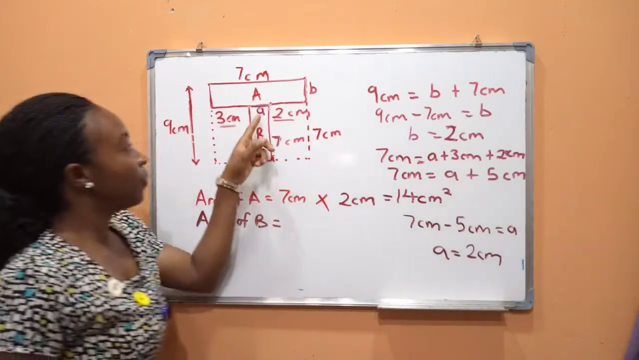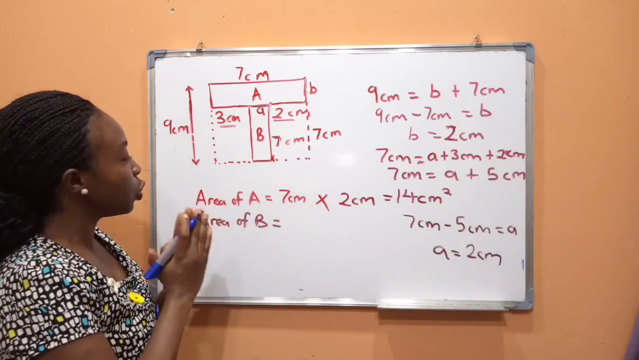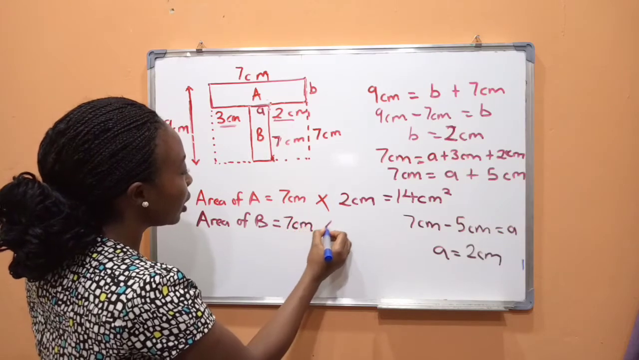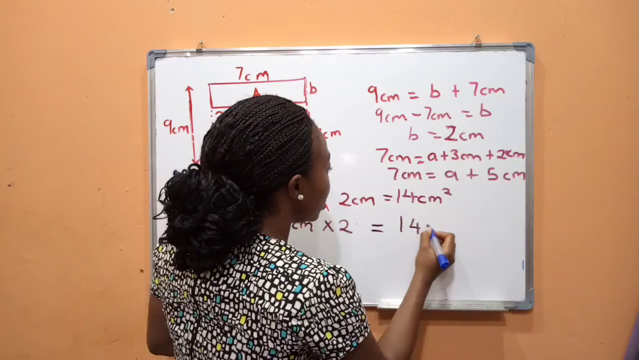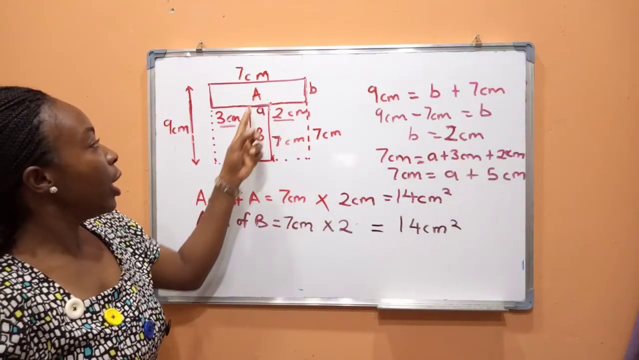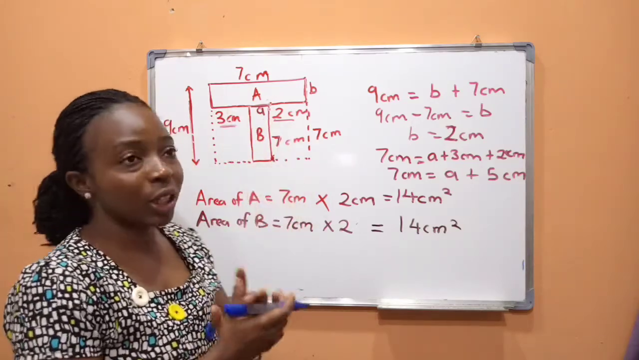So we succeeded in finding here. Now that we know here is 2 centimeter, it becomes very easy to solve. So we are going to have 7 centimeter times 2 centimeter again. So we are going to have 14 centimeter square. Now that we found the area of A and B, combining them gives us the area of the entire shape.